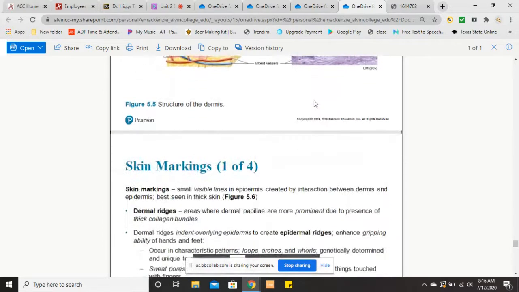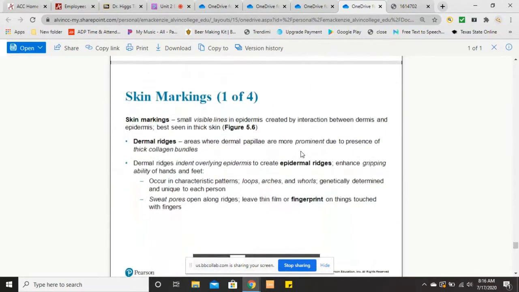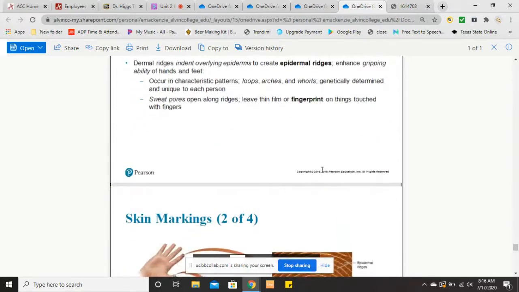There's a reason for it. Turns out your epidermal ridges help to increase your grip. This is fingerprints. When you look at your fingerprints, you're looking at your epidermal ridges, where your epidermis has been pushed up by dermal papillae. But why do you have epidermal ridges again? It's for gripping. Your body doesn't know you use fingerprints for identification. It's for gripping.